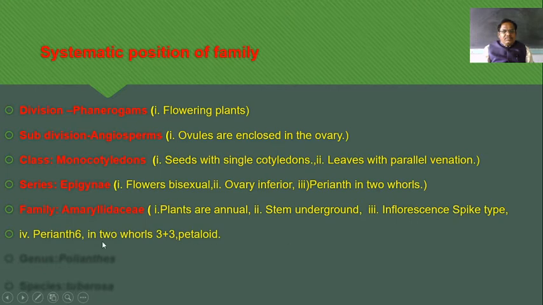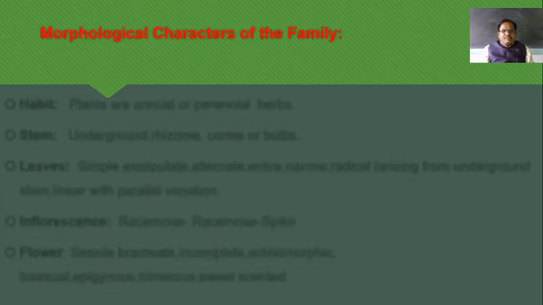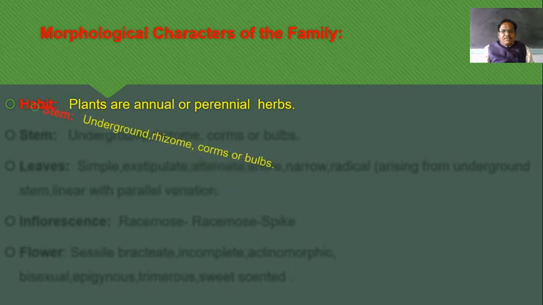Then the perianth is 6 in 2 whorls, 3 plus 3, and they look like petals. They are colored, so they are petaloid. Then the genus is Polianthes and the species is tuberosa, and vernacularly it is known as Nishigandha or Gulchhadi. Then the morphological characters of the family.